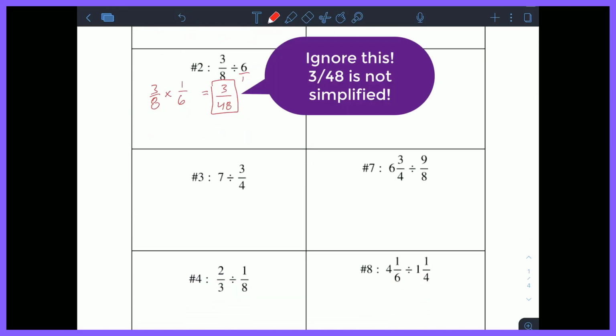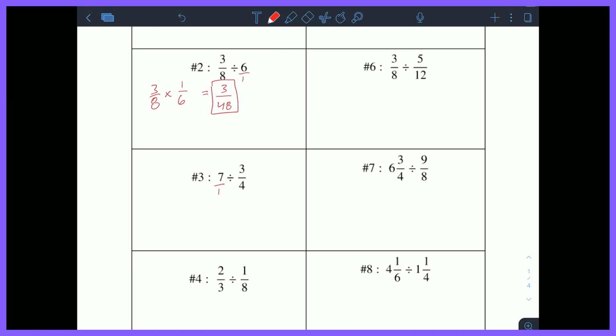Problem 3, 7 divided by 3/4. I'm going to go ahead and put the 1 on the bottom here. And we're going to keep, change, flip. So 7 over 1, multiply 4 over 3. Nothing to simplify in this problem again. Top times top, 7 times 4 is 28. Bottom times bottom, 3 times 1 is 3. So the answer is 28/3, if I prefer.